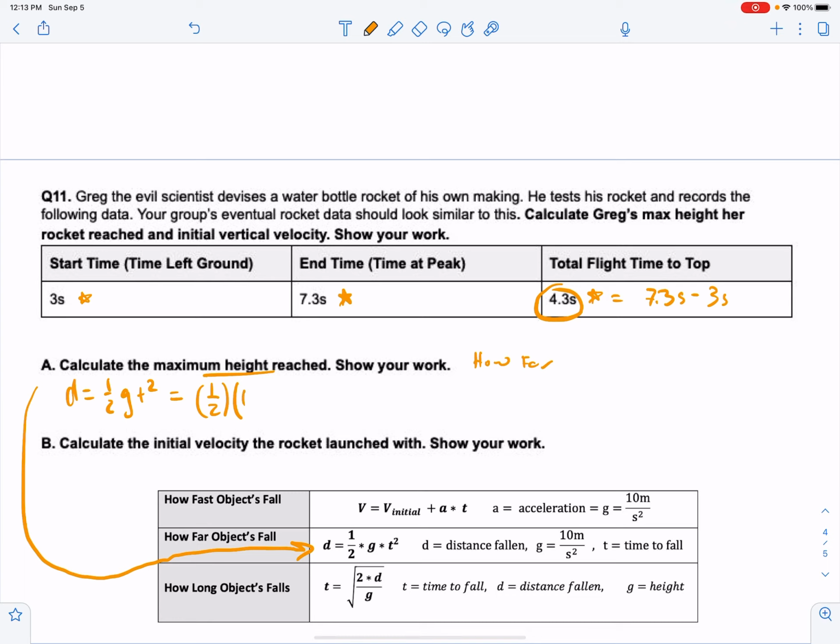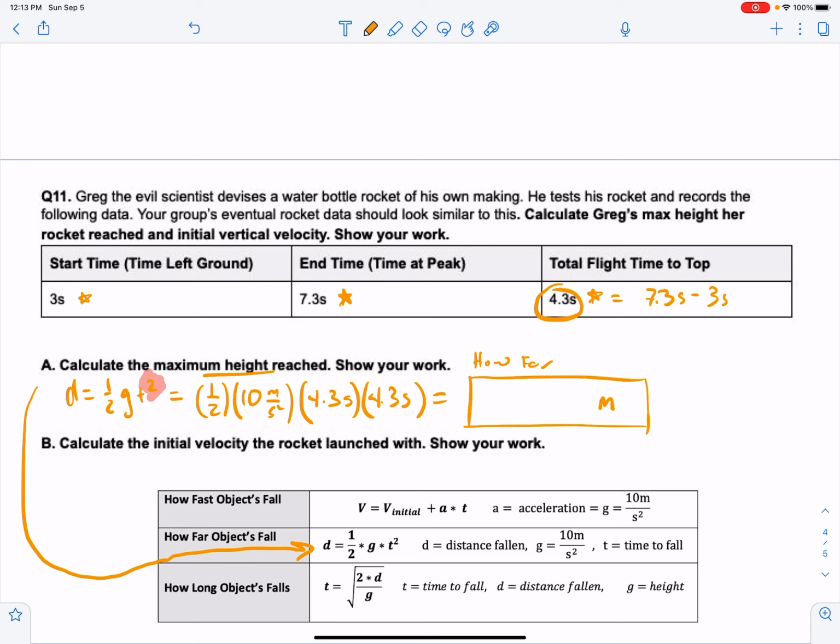G is always 10, right? 10 meters per second squared. Then we have time squared, so you just do 4.3 seconds times 4.3 seconds because we have this nice squared term right here. Okay, we'll let you guys plug in to solve that. Use your calculator. 4.3 times 4.3 times 10 times 1/2, and you'll get your answer in meters. That's how high Greg's rocket flew.